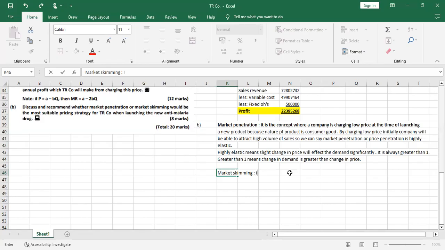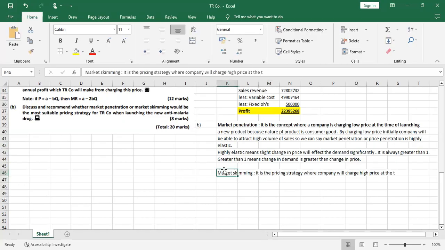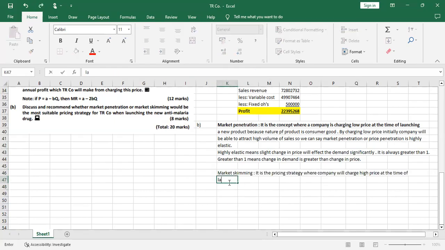So here we can say that it is the pricing strategy where company will charge high price at the time of launching a new product.